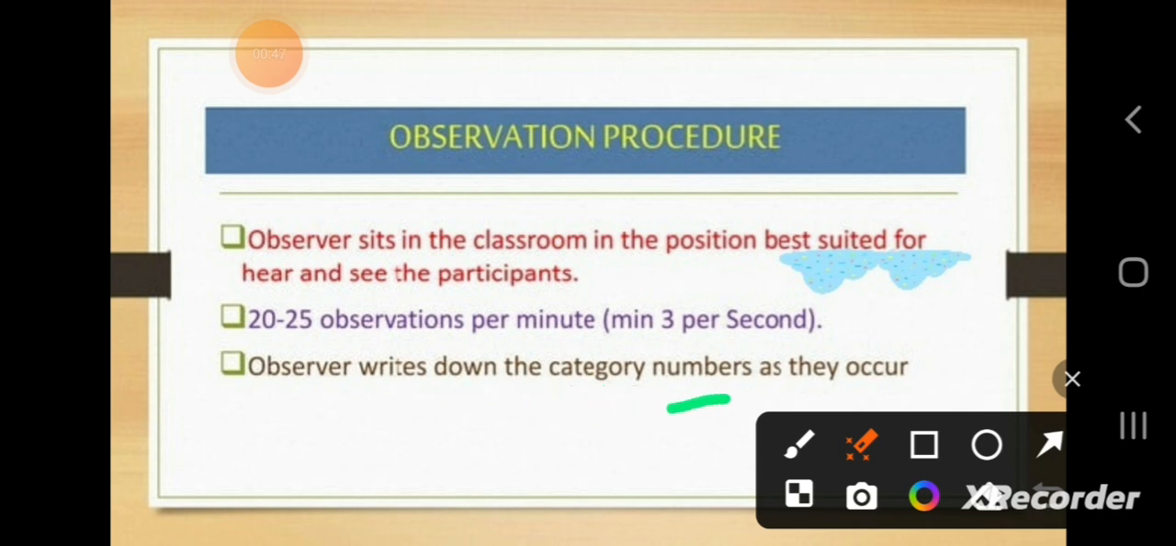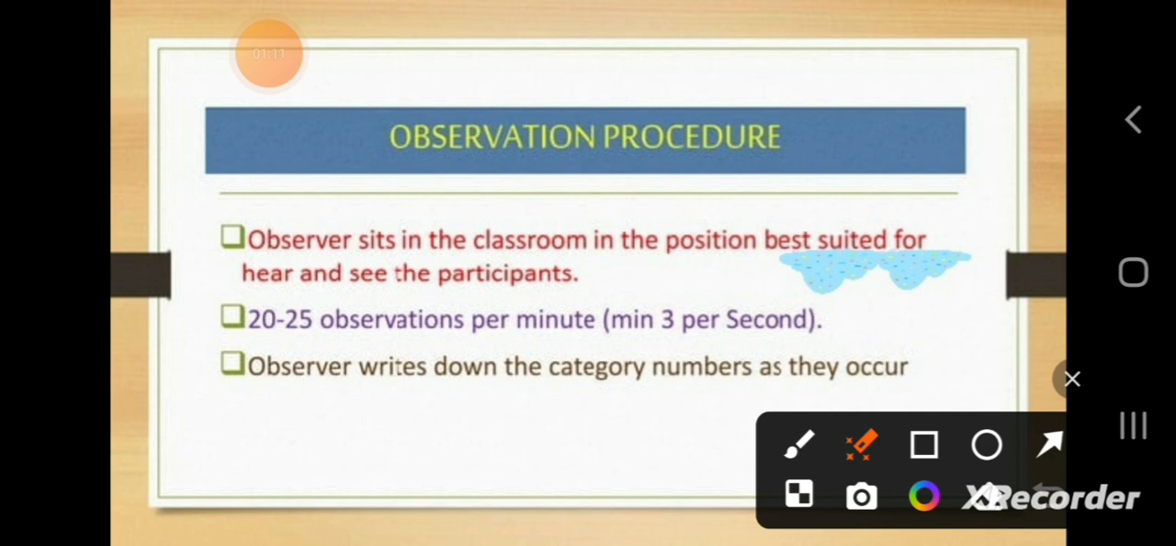The observer writes down the category numbers as they occur. Data recording: the observer should write down the category numbers, which represent different behaviors or events, as they occur. This means keeping track of predefined categories for the behaviors or events of interest.